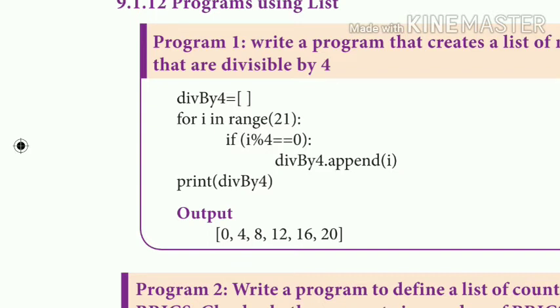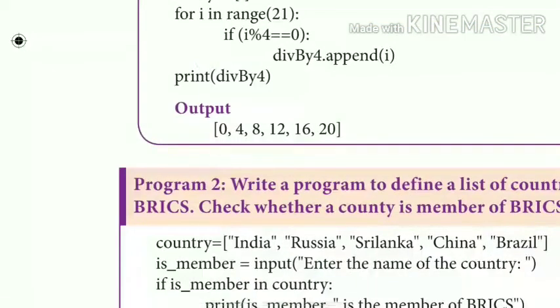divisible by 4, it is appended with list.append. If the value of i is divided by 4 and the remainder is equal to 0, then it will be appended to the div by 4 variable. At last they are printing, and you can see the output in order: 4, 8, 12, 16 and 20.